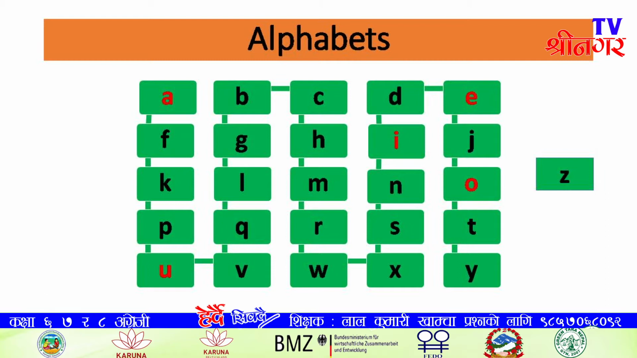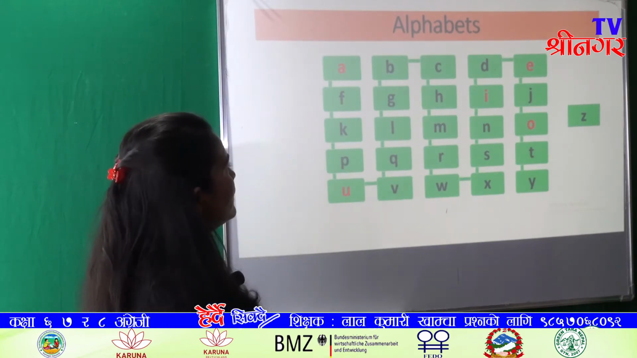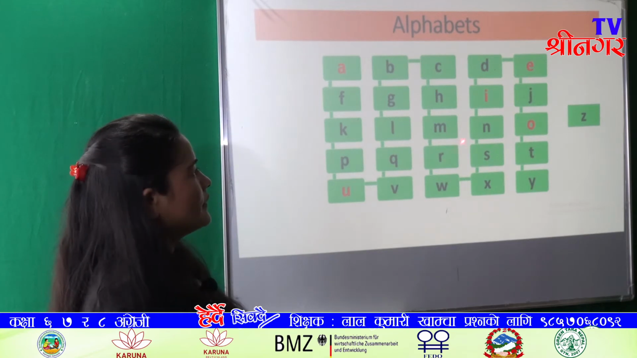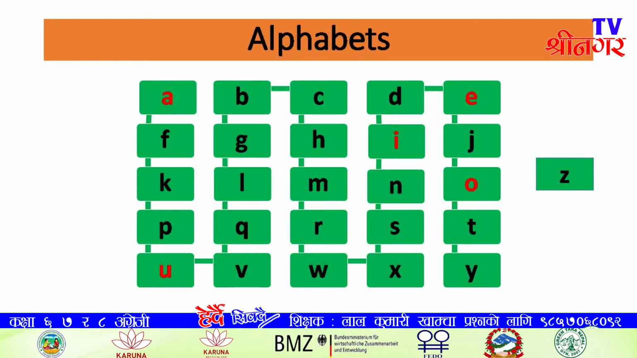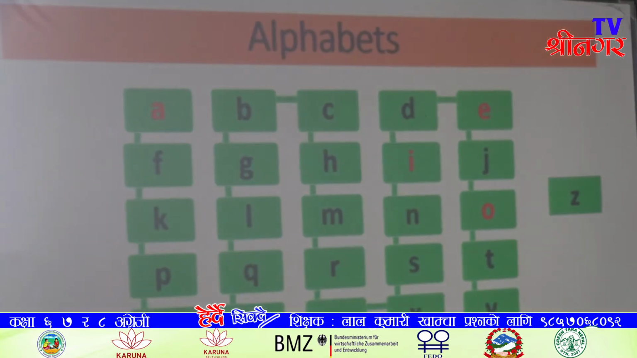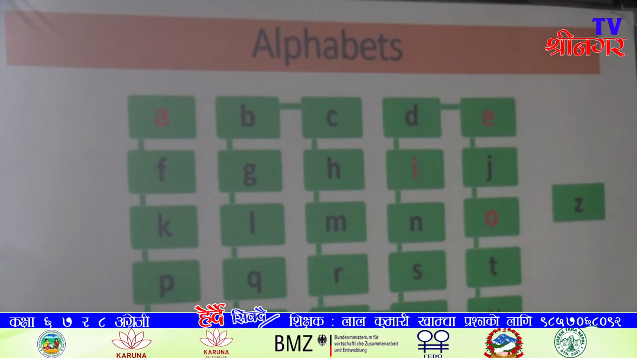And do you know how many letters are in the English alphabet? 26. Yeah, there are 26 letters in the English alphabet, and among them A, E, I, O, U. These 5 letters are written in a different color. Yeah, they are written in red color. Okay, and can you guess what these 5 letters are?